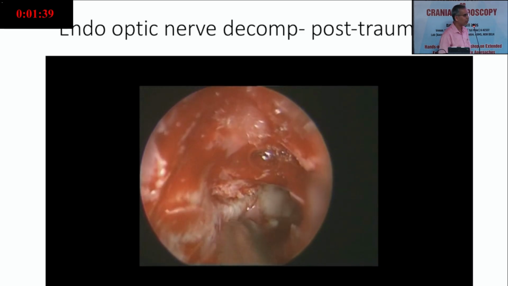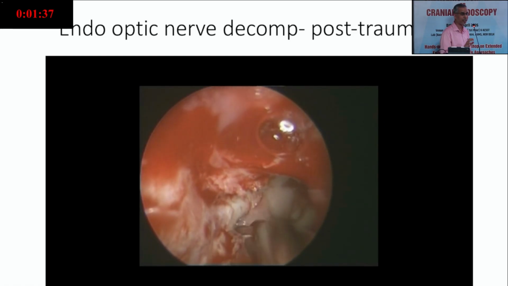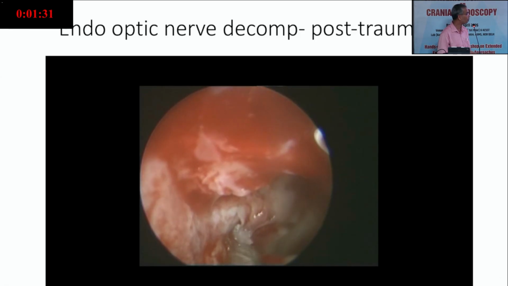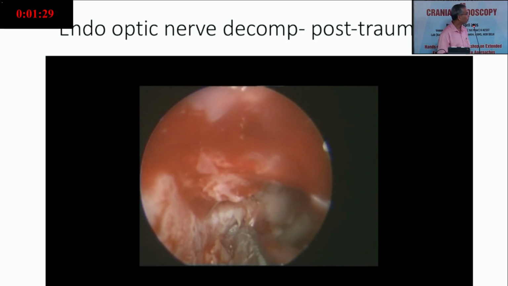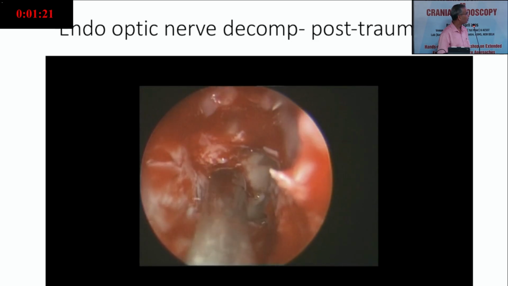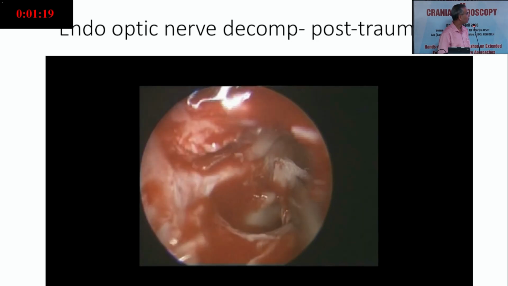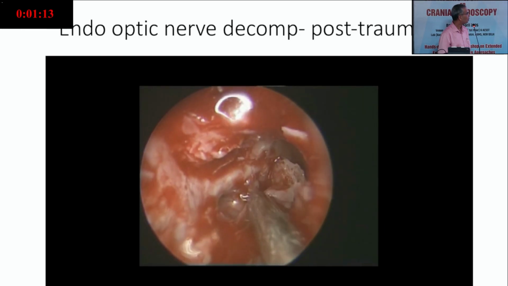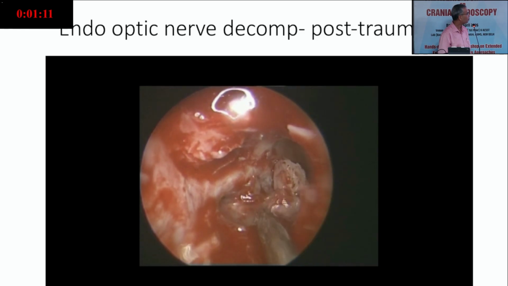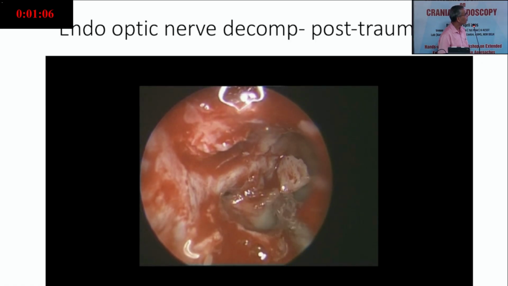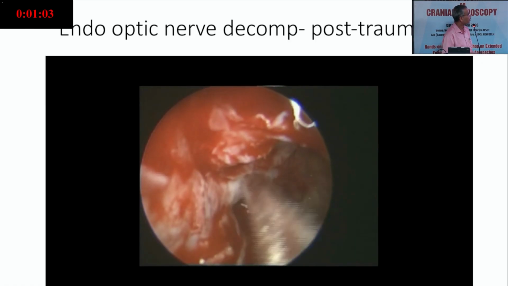So use ample saline irrigation. That will help in clearing out your field, as well as bleeding is also controlled. And then you take out the small chips there. This is that carotid, this is that recess. And can you see now it start turning?